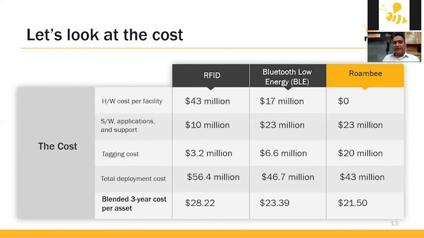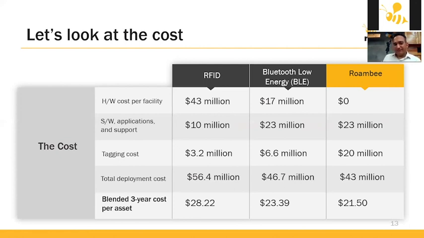a 3-year blended cost per asset of about $20 to $30 for RFID and Bluetooth, right? And if you're now comparing that with Roambee, the situation gets very interesting.